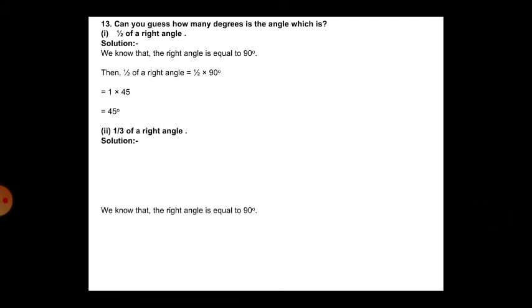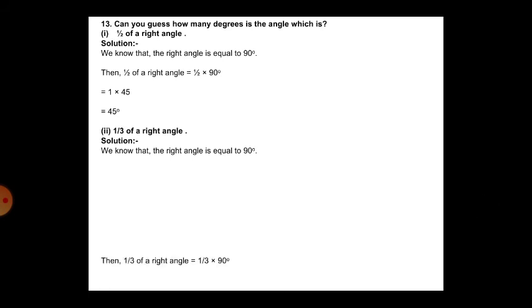Can you guess how many degrees is the angle which is half of a right angle? You know that right angle means 90 degrees. In that, you have to find half. Half of a right angle is equal to half into 90 degrees. Then you divide 90 by 2, you will get 45. So 2 ones are 2, 2 fours are 8, 2 fives are 10, so 45 degrees it is.